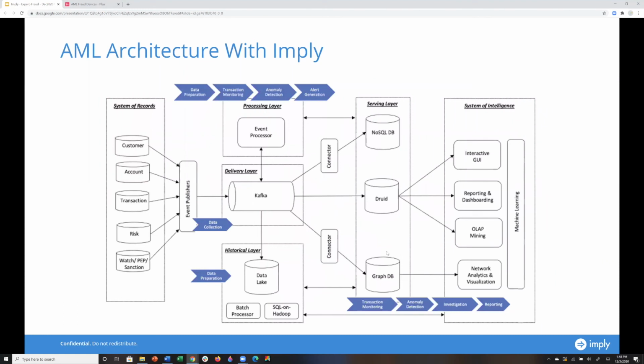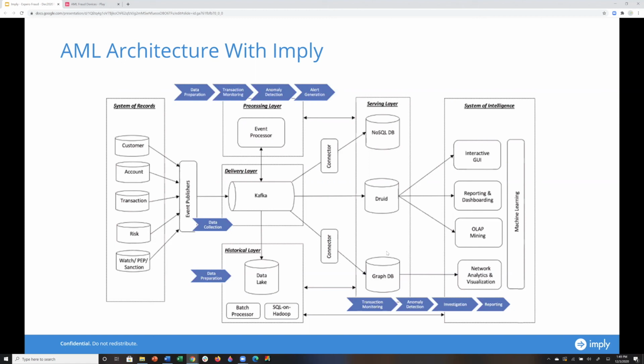So this is the architecture of our customer. They actually shared this publicly during our Druid Summit, and so I'm sharing it with you as well. To the left, you see all of these different records or systems or data sources that are publishing events into Kafka. And Kafka becomes the real-time data delivery to many different downstream systems.